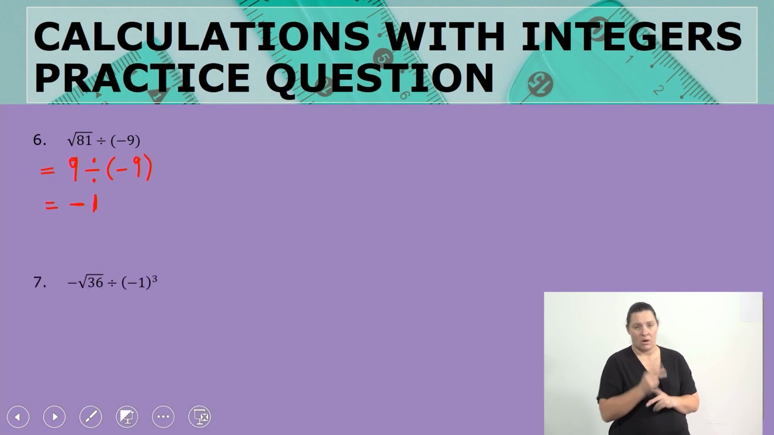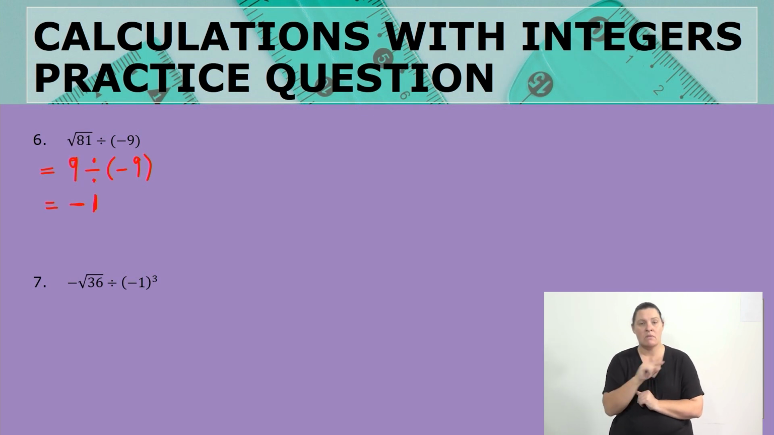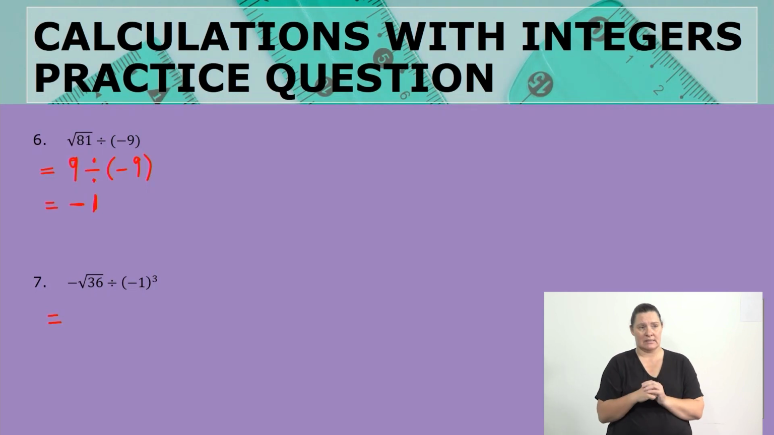And then looking at this one, again, do take note. We are looking at a negative square root of 36. So because we are working with a negative square root, this means that our answer is also going to be negative. So a negative square root of 36 is a negative 6. We are going to divide this by, again, the negative 1 is in brackets and the whole negative 1 is being cubed. Do you remember what cubed means?